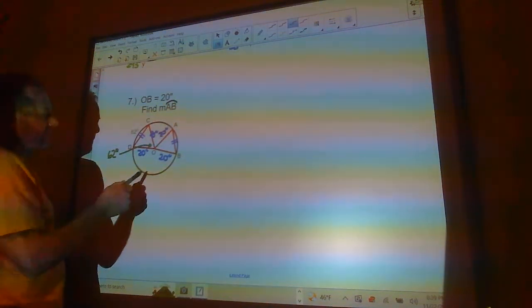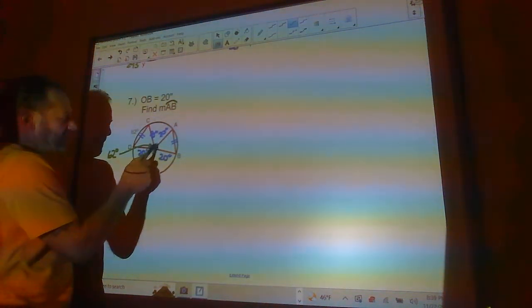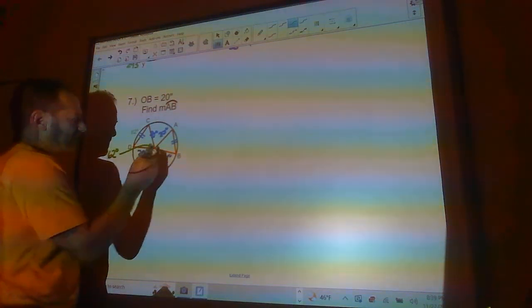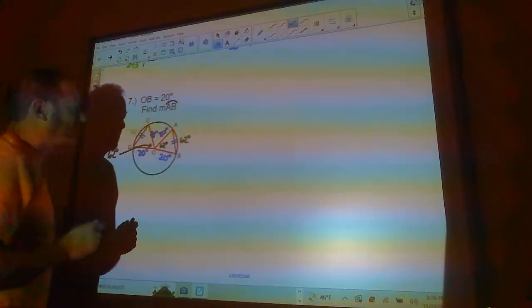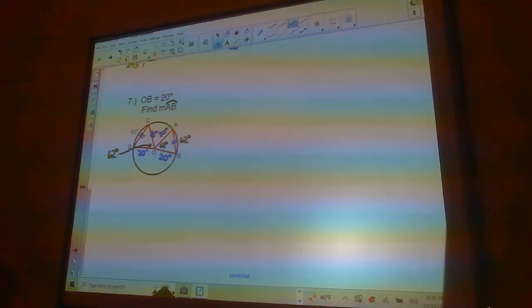And I also know that these two angles have to be the same by CPCTC, so that means that this has to be 62 degrees, which means that the arc has to be 62 degrees. So arc AB is 62 degrees.